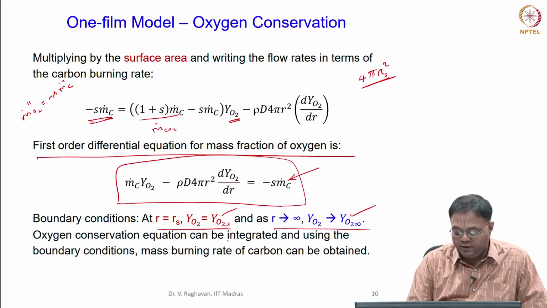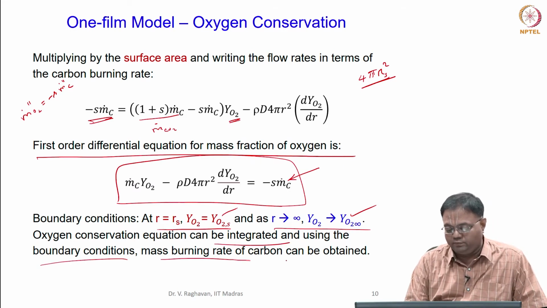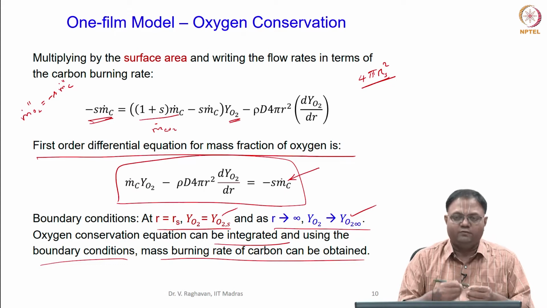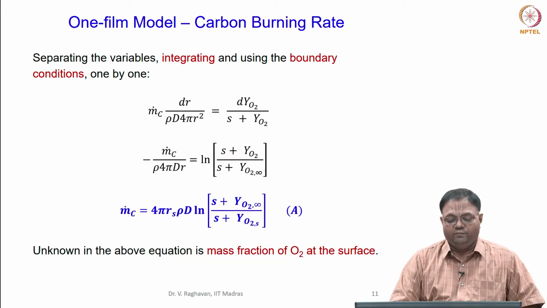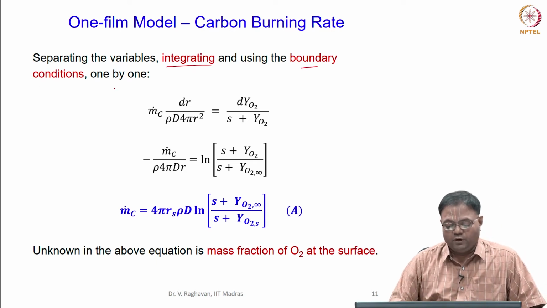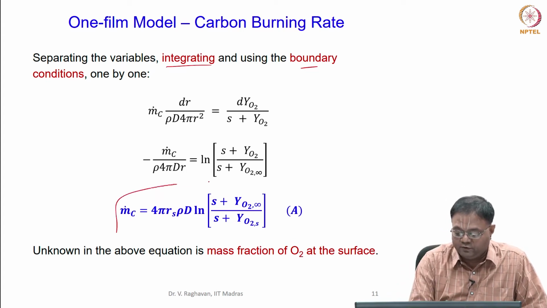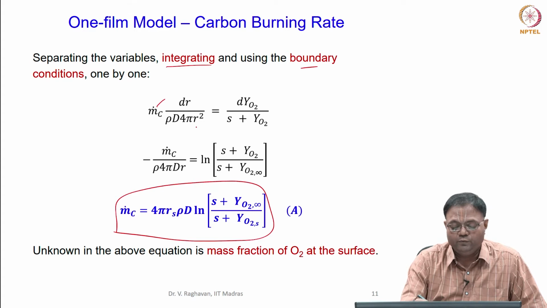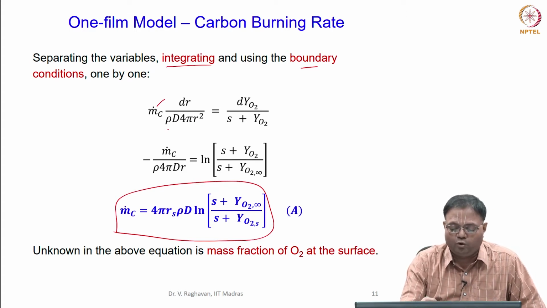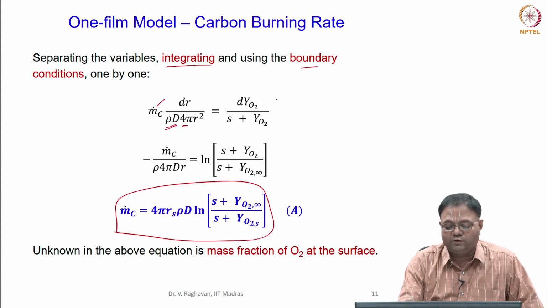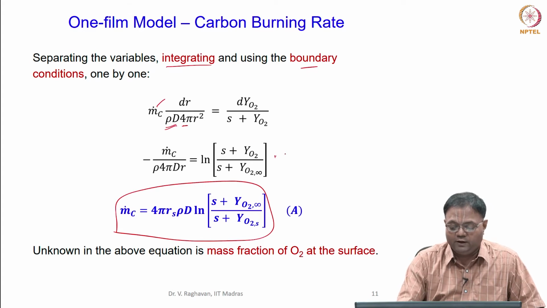So the oxygen conservation equation is integrated, and using the boundary condition, the mass burning rate of the carbon is obtained. Okay. So the usual procedure what we have seen previously, the same thing we are trying to do here. By separating the variables and integrating, and boundary conditions one by one you have to apply. First you apply the boundary condition for the infinity, and next you apply the boundary condition for the surface. So you get the final equation like this. You can see the separate variable m dot c is taken as constant, so taken away, dr by the term involving the radius, and also you see 4 pi and rho D are constants here. Similarly, the oxygen mass fraction taken on the other side, and it is integrated to get an expression like this.